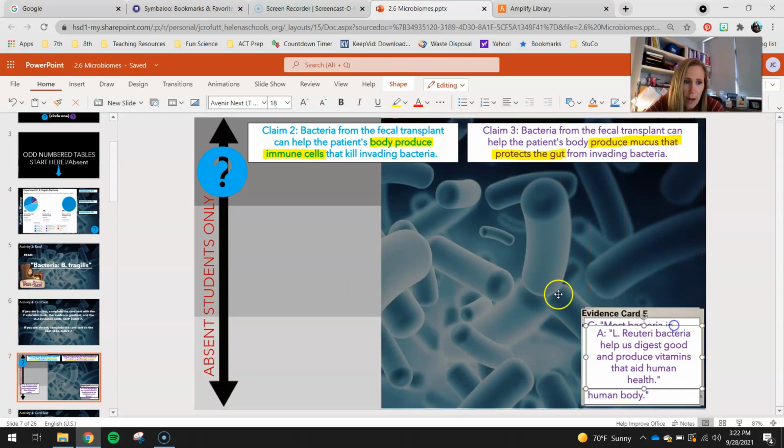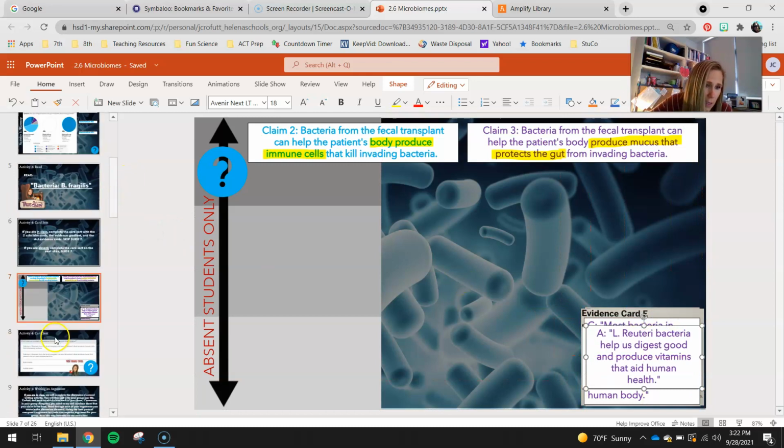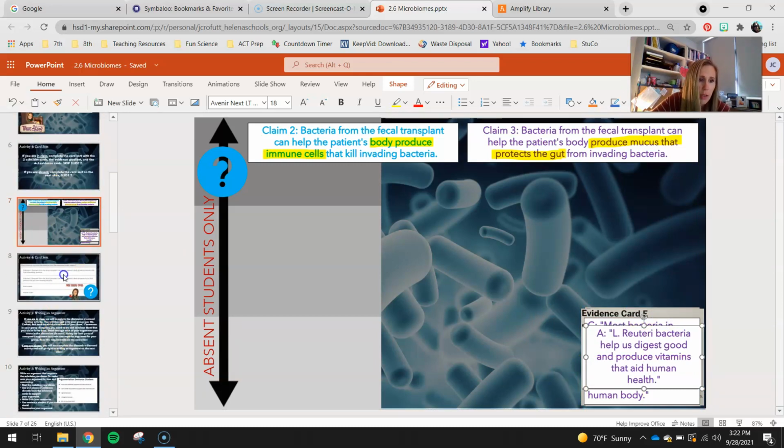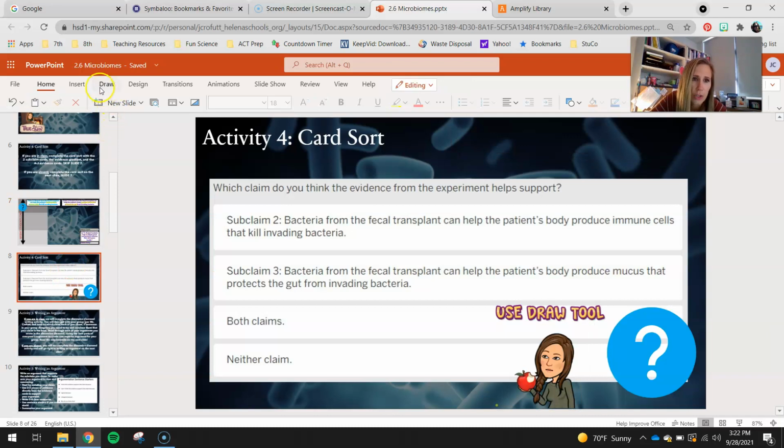Okay, all right, moving on. Once you have completed that card sort, you will look at this question. You'll need your draw tool.